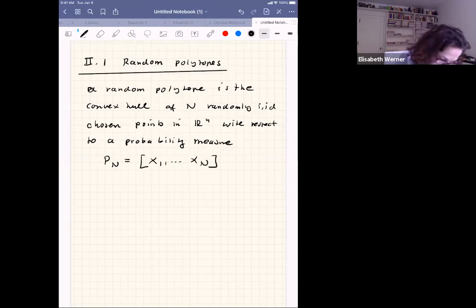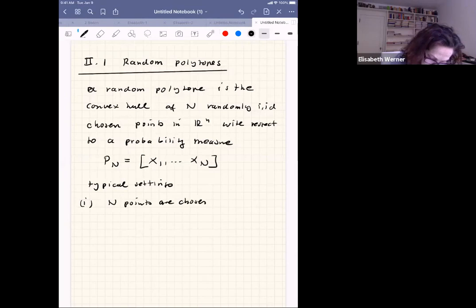Now, what are typical setups? A typical setting is that the points are chosen at random with respect to the normalized Lebesgue measure, let me write it as the measure over the volume of K. So the points are chosen at random with respect to the normalized Lebesgue measure in a convex body K.